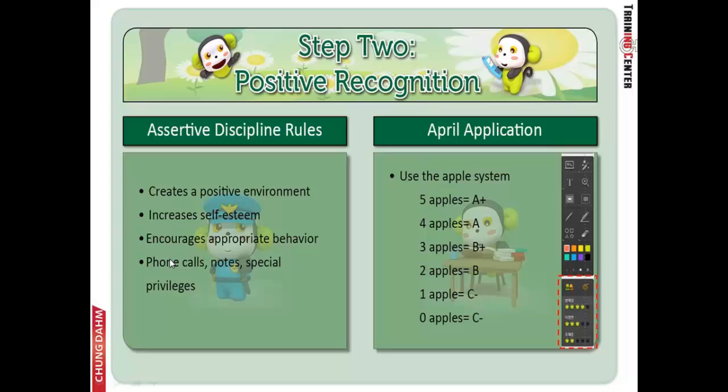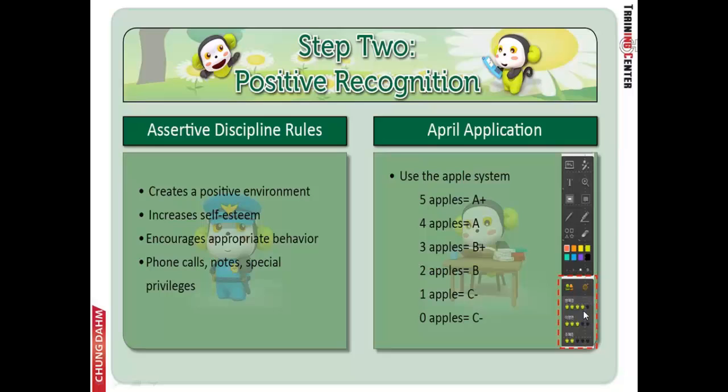So some examples of positive recognition could be phone calls home, notes to them, or special privileges. But the great thing about April is that we already have a positive recognition system built into April Gate. So when you are using the teaching materials, your students' names will appear down here at the bottom. And underneath their name will be these apples.